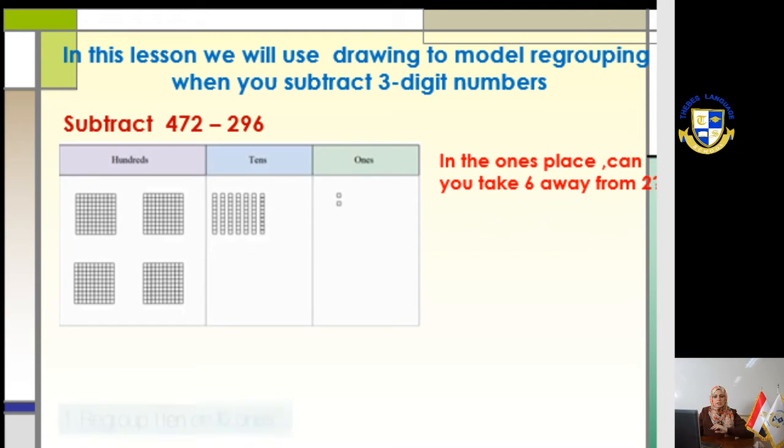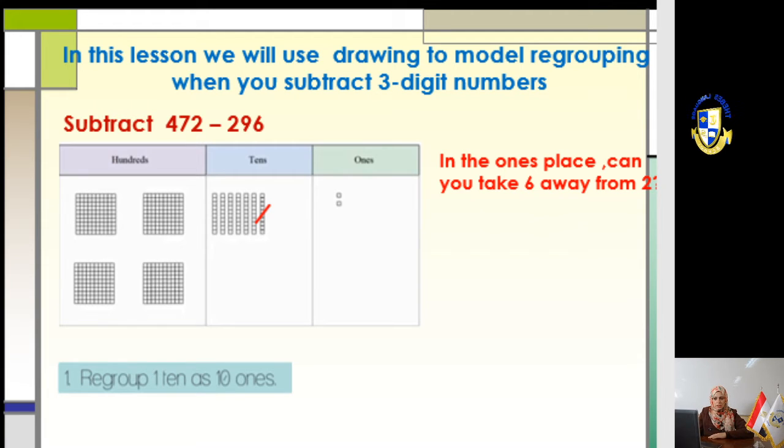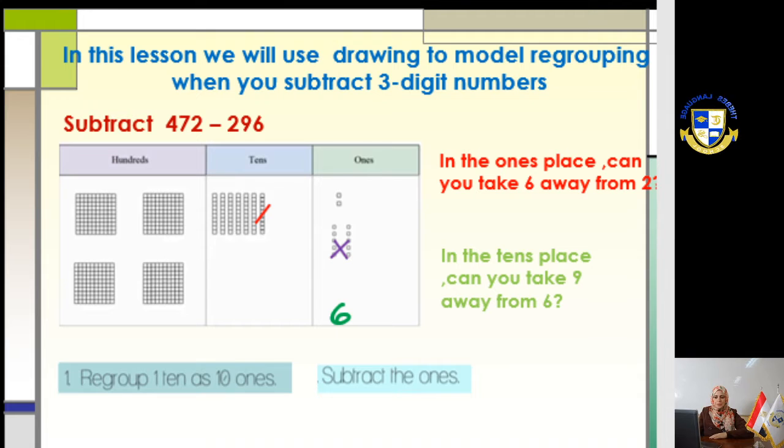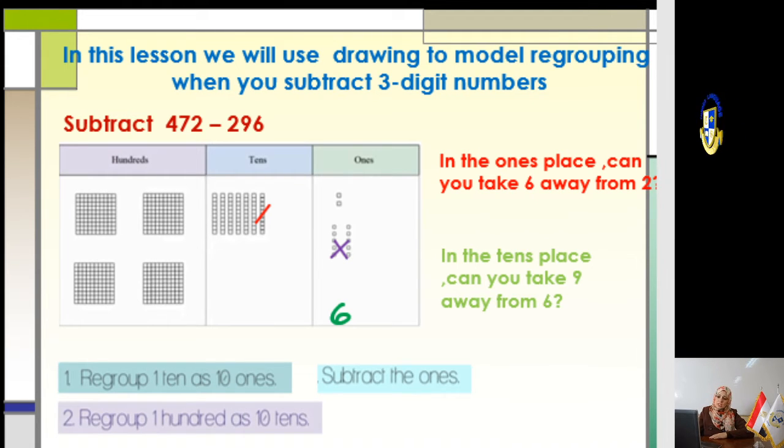Go for the tens. The tens now are not 7 and 9, it's 6 and 9. In the tens place, can you take 9 away from 6? No, because it is smaller than this. So what do you do? You take from the hundreds. You always go for the next door. So regroup 1 hundred as 10 tens. So the tens now are not 6 minus 9, it's 16 minus 9. 16 minus 9 will be 7.